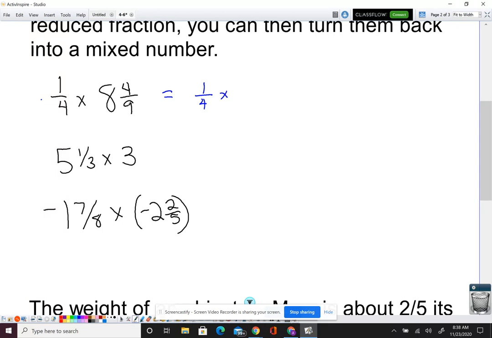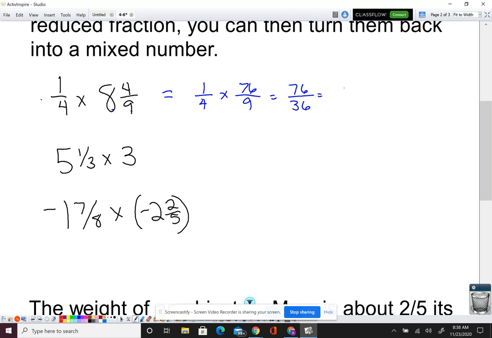1/4 times, I'm going to convert this to an improper fraction. So 9 times 8 is 72. 72 plus 4 is 76. And I put that over 9. So I get 76 over 36.